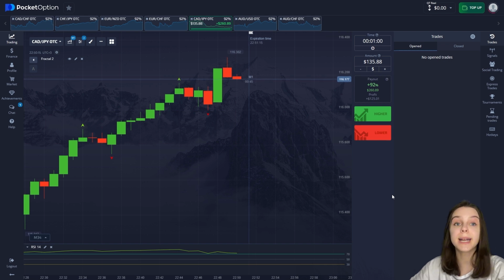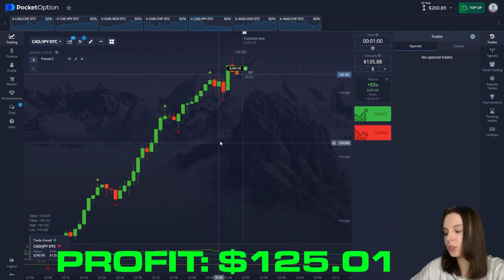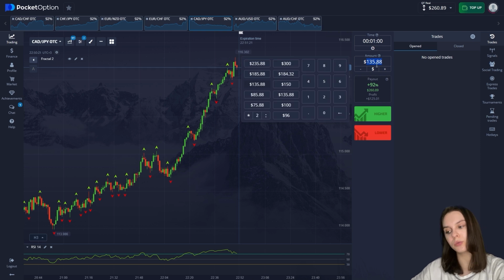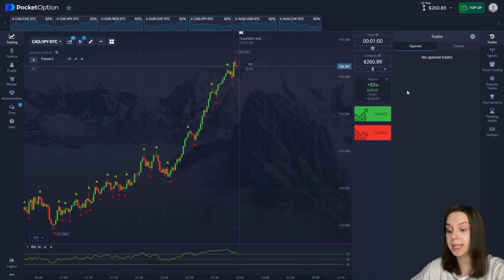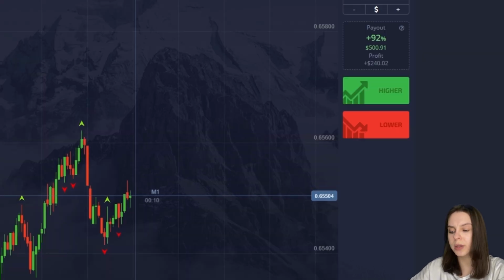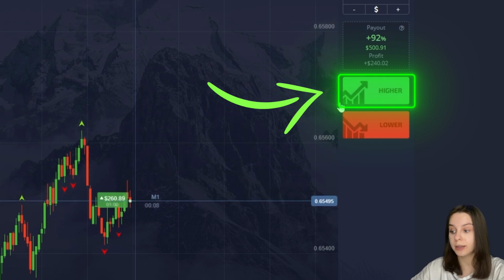This currency pair is excellent. We also have a positive advantage with you. We instantly increase the amount of our transaction to the size of $260.89 and immediately move on to the next currency pair. So we moved on to the next currency pair. Let's open a trade here on the rise and begin the general analysis.